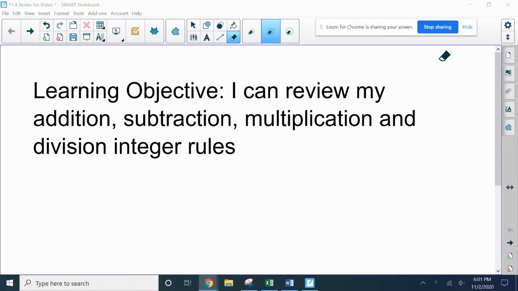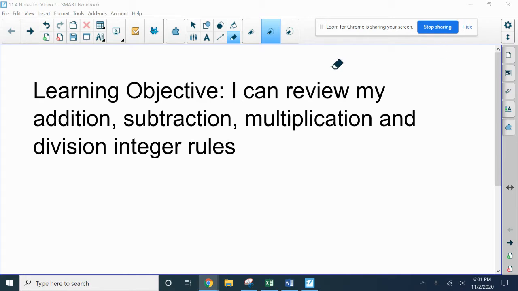Our objective is that we are going to review addition, subtraction, multiplication, and division integer rules. For this week and probably next week, we're going to pick some of those standards, some of the parts of what we learned in quarter one that we struggled with. We're going to spend some extra time practicing and relearning some of the stuff that we might have struggled with.